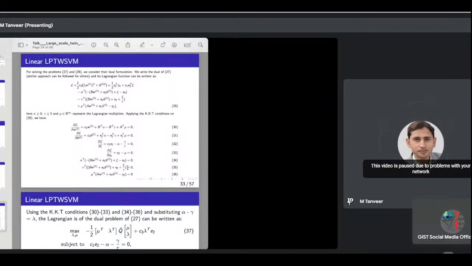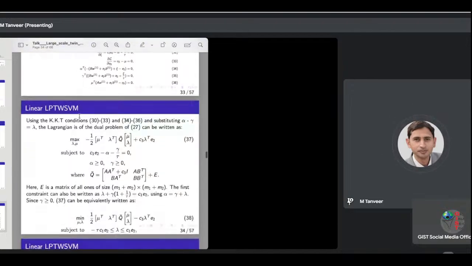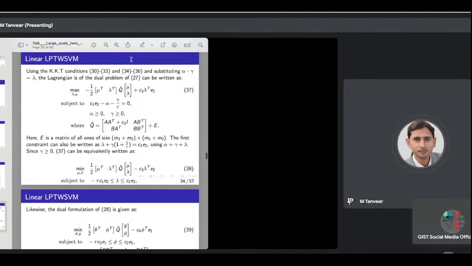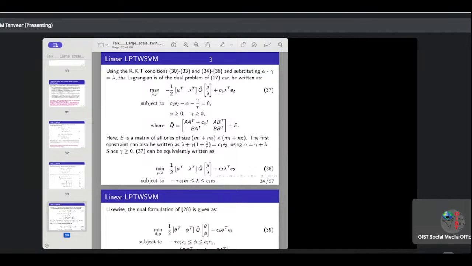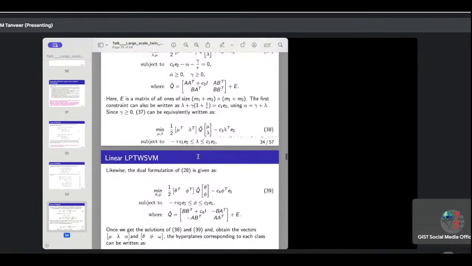When we solve the problem, I'll skip this one as it is straightforward: we construct the Lagrangian functions, take the partial derivatives, and then solve, and we get 37 and 38. In 37 and 38, if we look at the matrix Q tilde, it is free from the inverse matrices, for both.